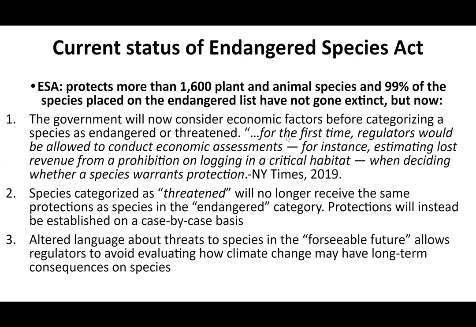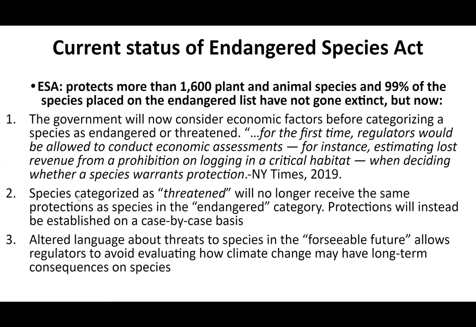Now, in 2019, during the last presidential administration here, there was some pretty severe weakening of the Endangered Species Act, not set forth by Congress, but by the president. I like this quote from the New York Times because it describes really well what the previous administration did. It says, for the first time, regulators would be allowed to conduct economic assessments, for instance, estimating lost revenue from a prohibition of logging in a critical habitat when deciding whether a species warrants protection. I hope you can see that's a silly thing to do, right? For many reasons, but if the purpose of an act is to protect species, you should protect the species because they need to be protected, not because a logging company might lose a few million dollars. That sort of change in the policy is pretty at odds with the purpose of the Endangered Species Act.